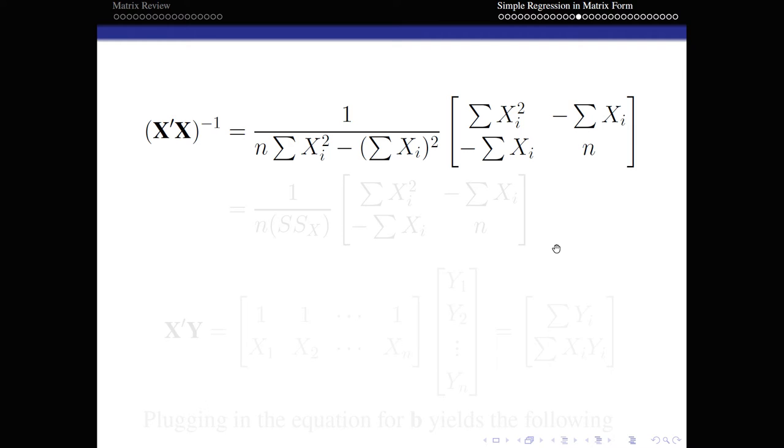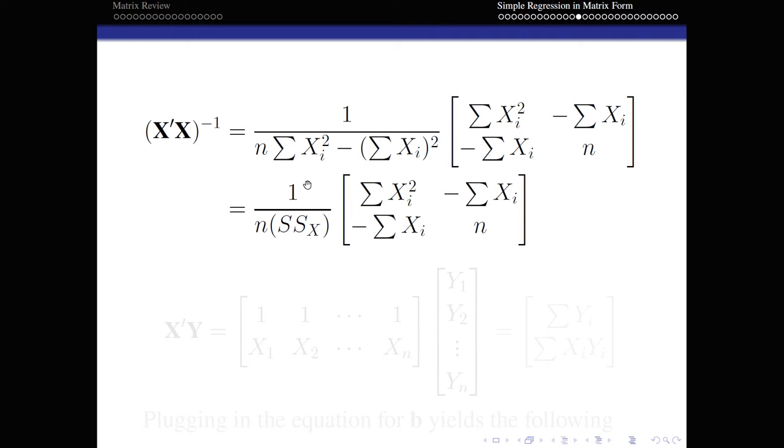Now the inverse of X transpose X is a little bit more complicated. We're not going to talk through deriving this. It's not the worst thing in the world. But we do end up getting 1 divided by n times the sum of squares of X, times the matrix with the sum of X squared in the top left, n in the bottom right, and negative the sum of X in the off diagonal elements.